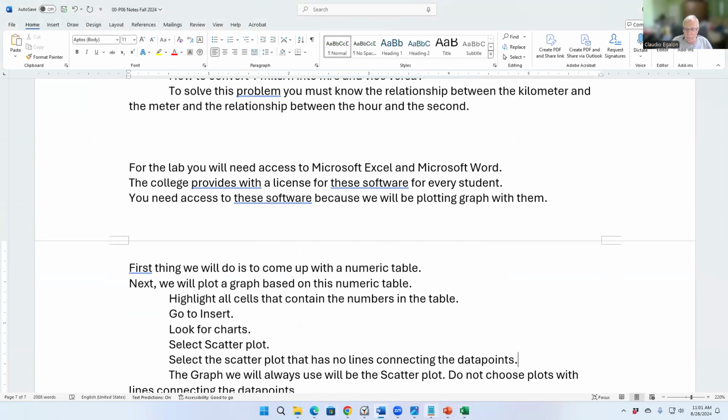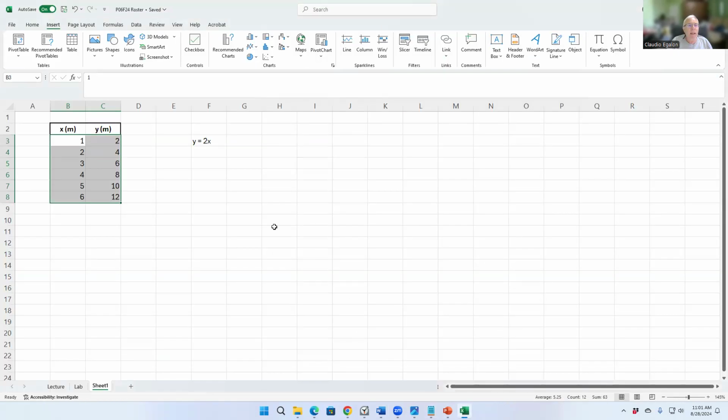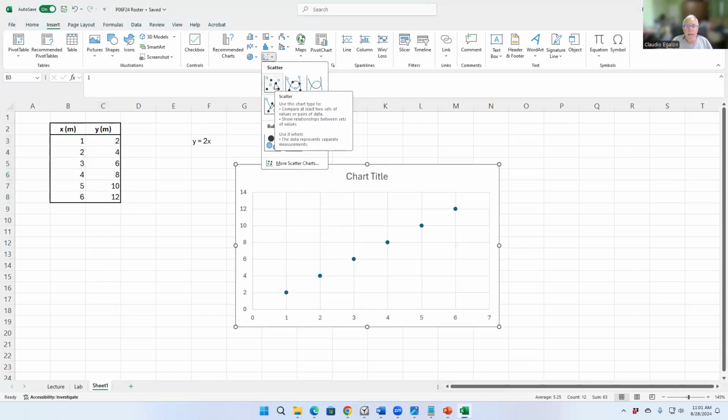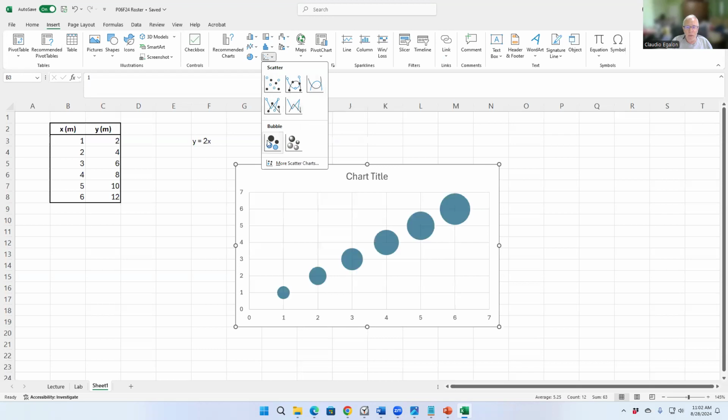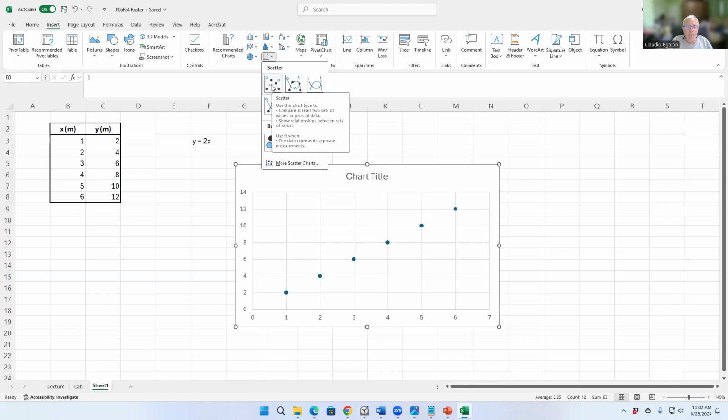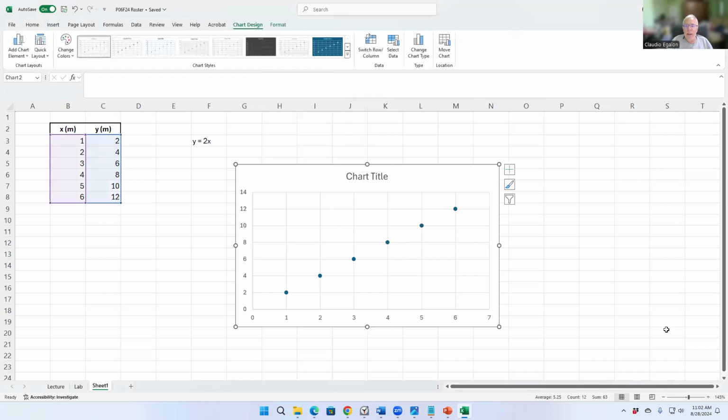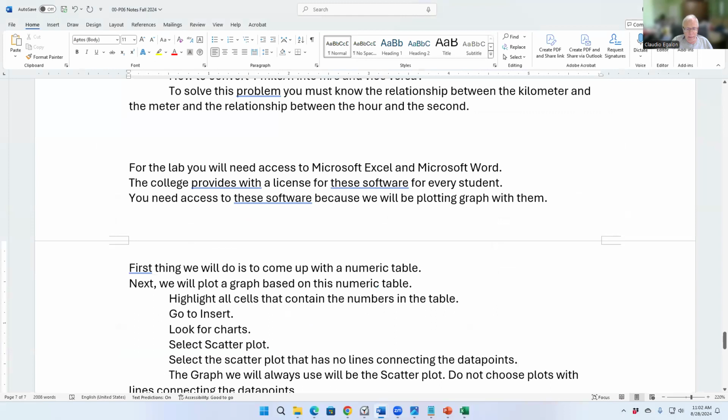Step by step, here you go. When you highlight it, it shows momentarily, right? If I highlight the other one, it shows momentarily, and so on. But 100% of the time I'm going to be using this one here, the scatter plot with no lines connecting. Now we have our graph plotted.